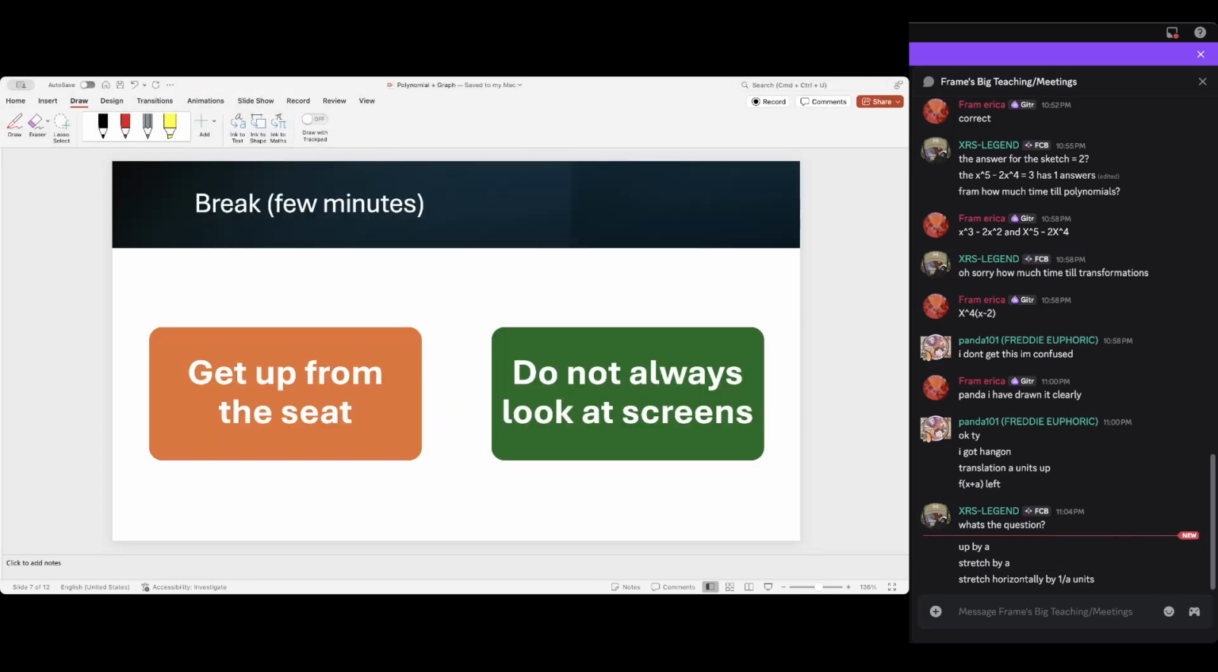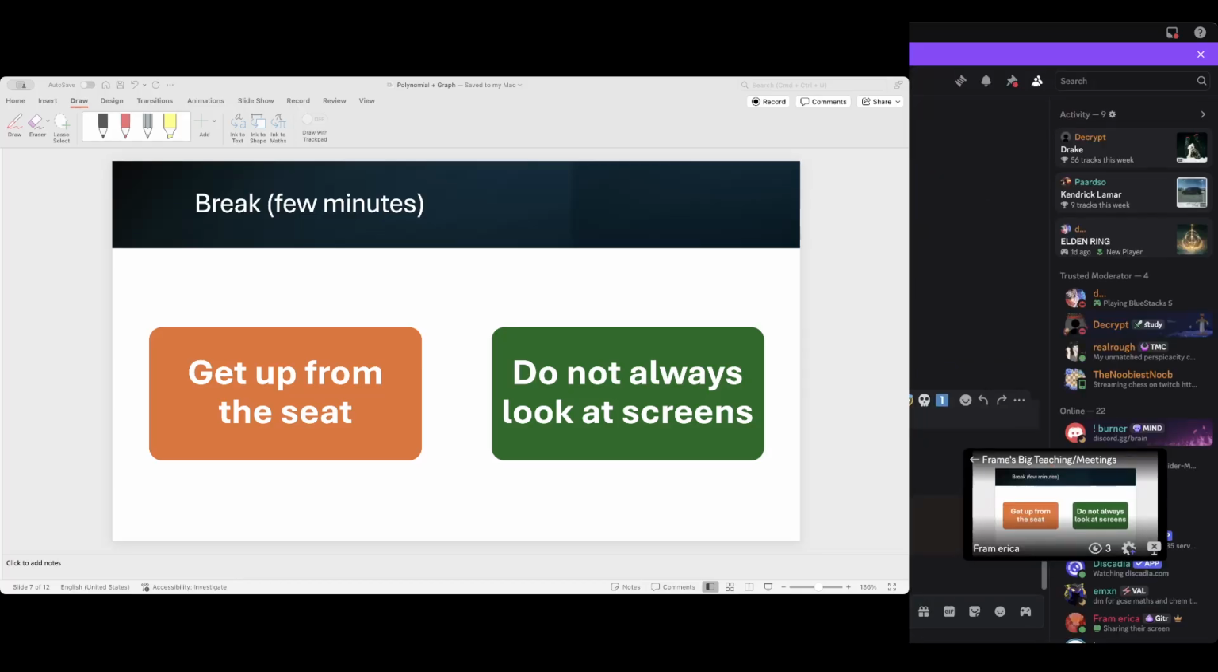Yeah, here's a break. Please get up from the seat. Do not always look at screens. And C is not here, but in their poll they say that they need a cigarette, a smoke break, and then they chose to leave, which is a bit funny that some still smoke these days.